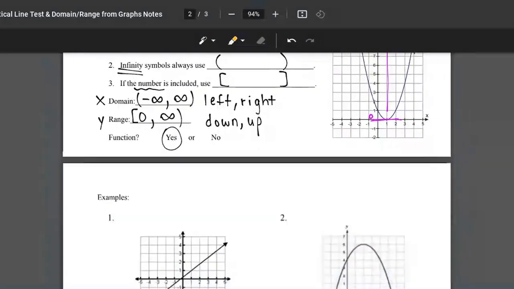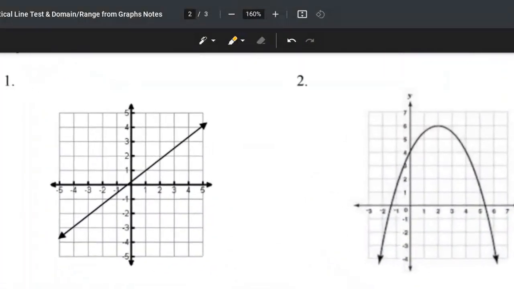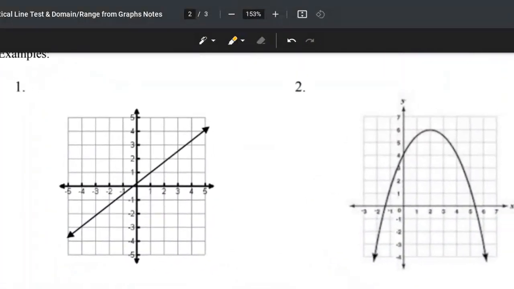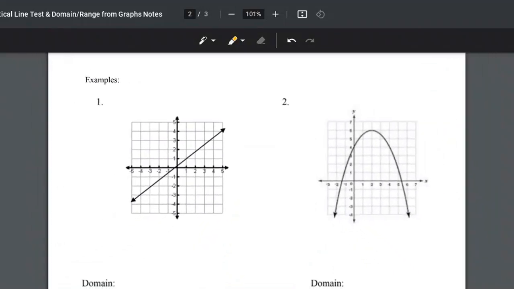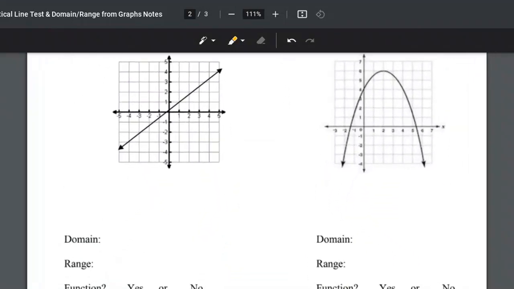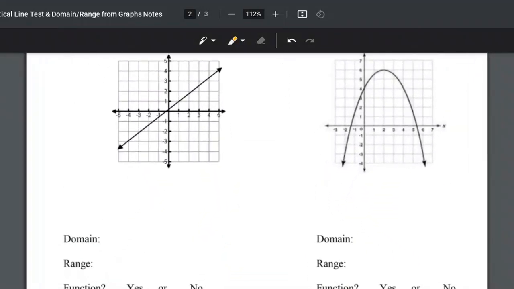Let's take a look at some other examples. For the first example here on the next page, we want to see if we have our arrows to work with. And we want to figure out our domain, again checking to see how far left and how far right the graph goes, because those are our x values.